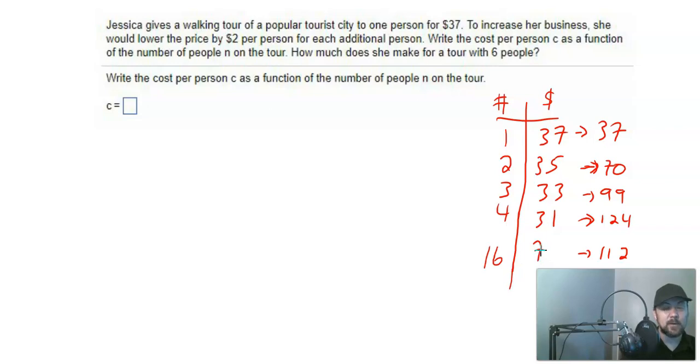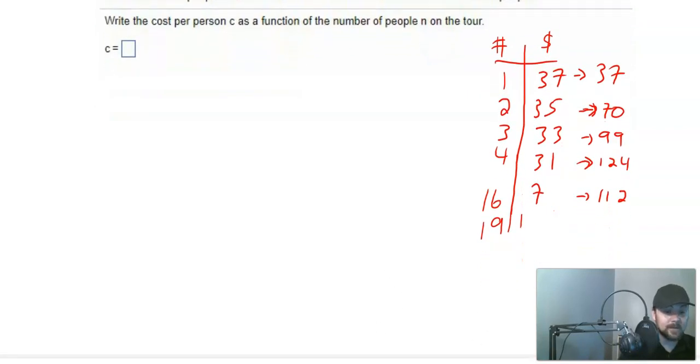So if we went a little bit further, like a couple more $2 discounts, I'm really trying to find the sweet spot here. I think maybe 19, right? That'd be 18 to, yeah. So if 19 people took the tour, according to this formula, each of them would only pay $1. And in that case, she only makes $19, right? And that's worse than if only one person took the tour. And the other aspect of it is, even for $112, 16 people is a pretty big group to manage.